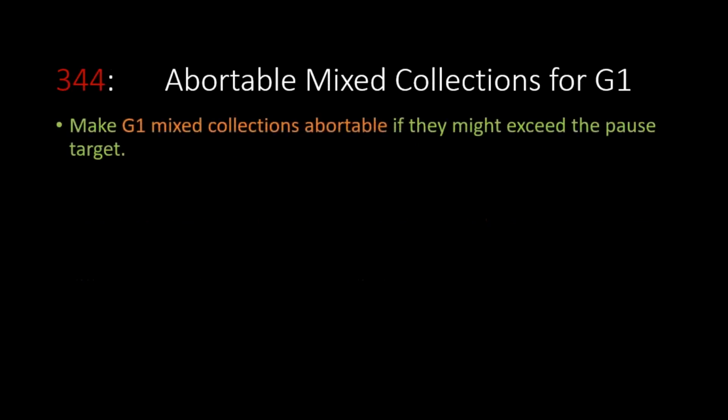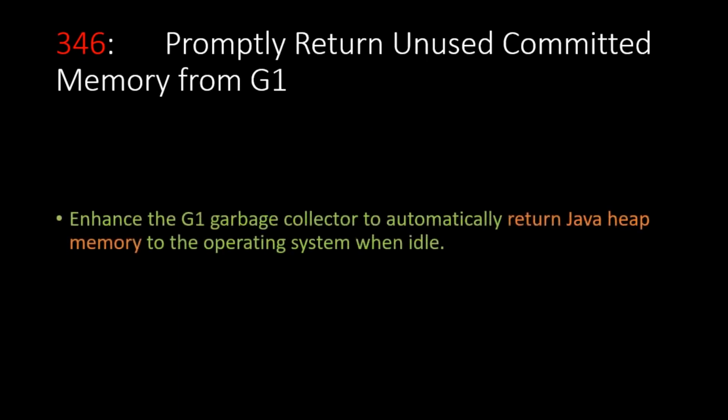One more garbage collection improvement is abortable mixed collection for G1. Make G1 mixed collections abortable if they are taking more time or exceeding the pause targets. Make all pauses in G1 abortable. Promptly return unused committed memory from G1 is one more feature.